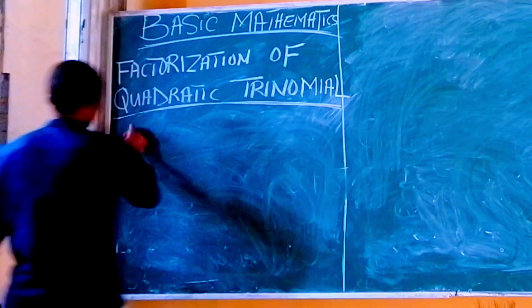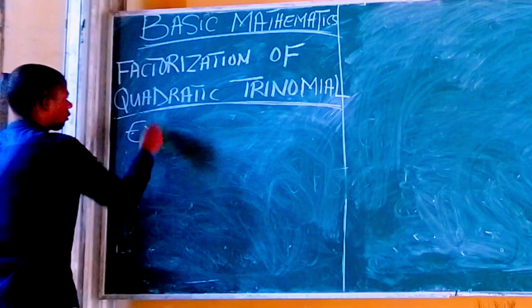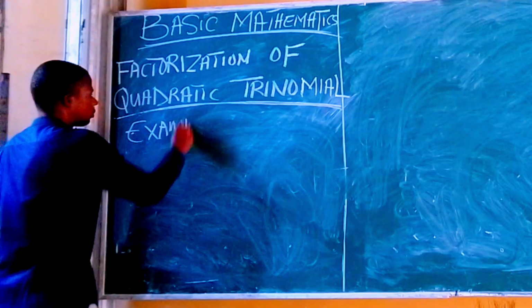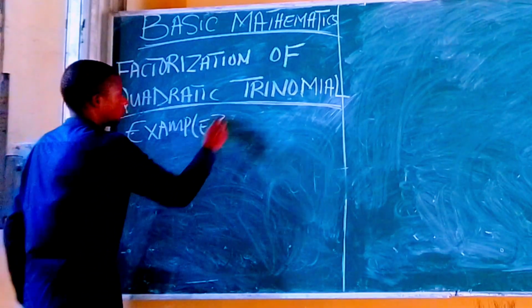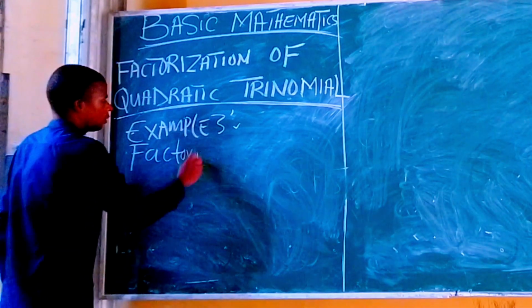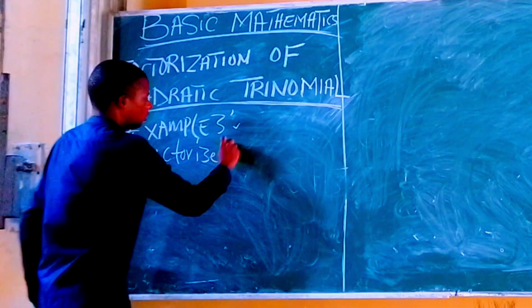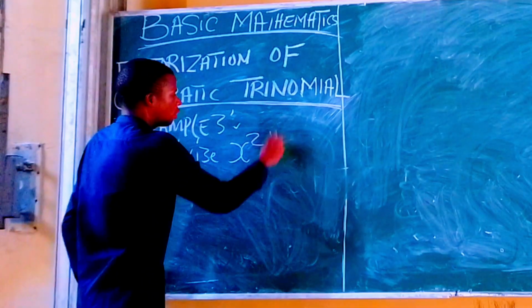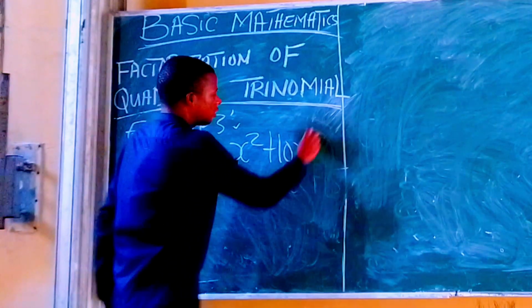Let's look at this next. Example 3 says to factorize x squared plus 10x plus 24.